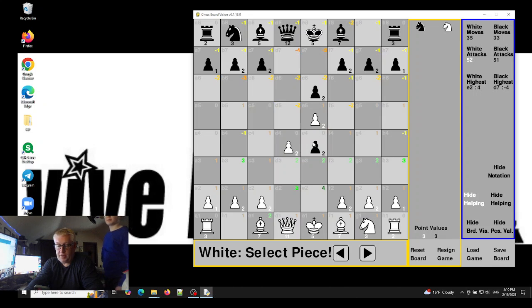And now we have kind of a funky looking center here. My pawn does restrict his knight. Your pawn does restrict the knight, yes, to some degree. Absolutely. That's good.